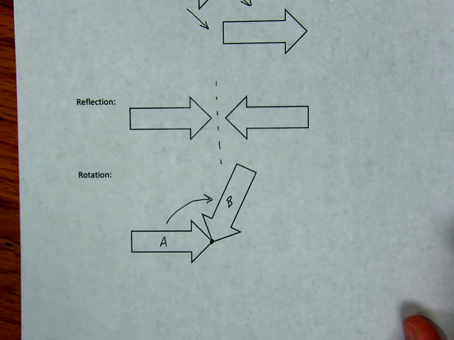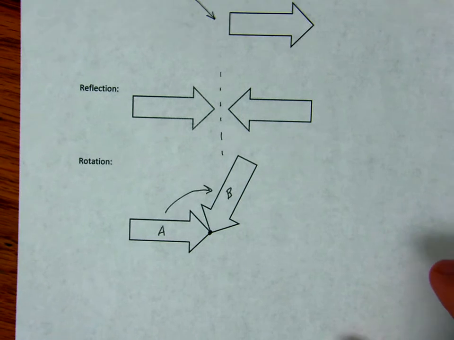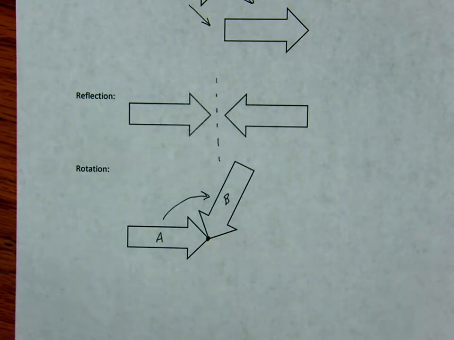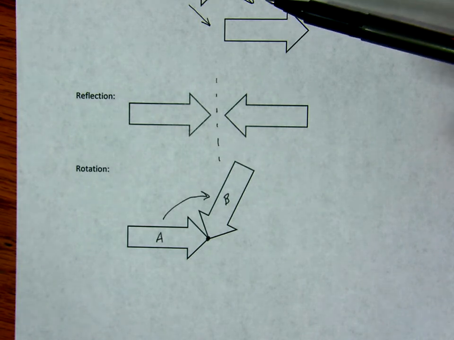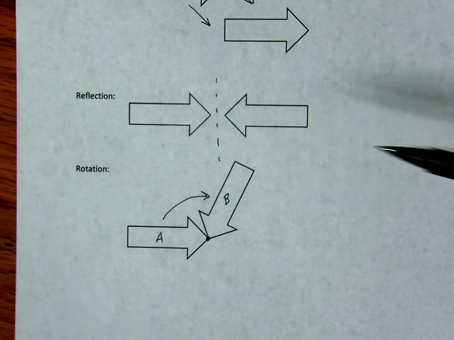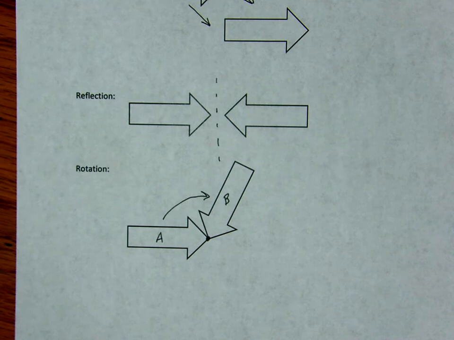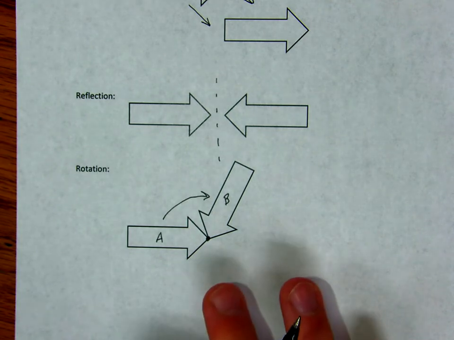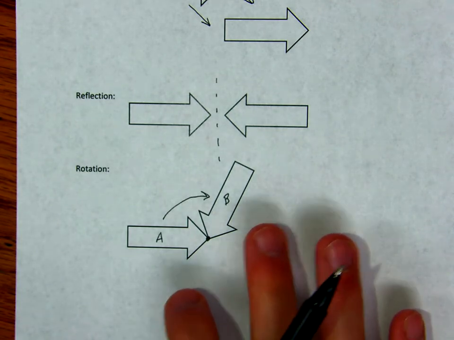For your work, we're going to identify first if the shapes are congruent, and then we'll identify the transformations, if it's translated, reflected, or rotated. Alright, I'm going to do one example from the homework practice, and then I'll let you ask any questions.